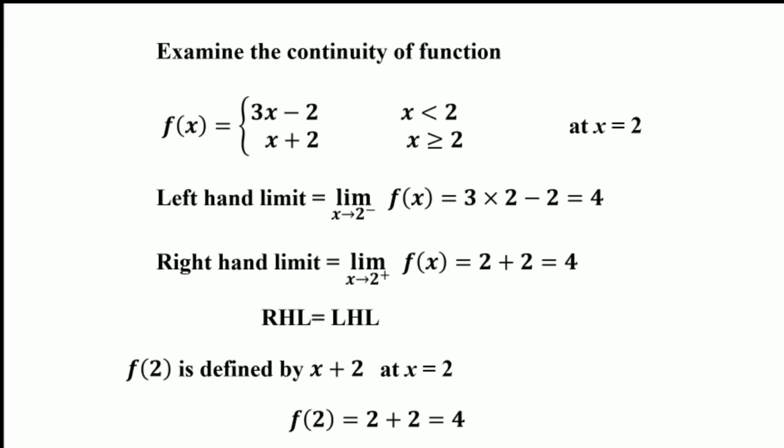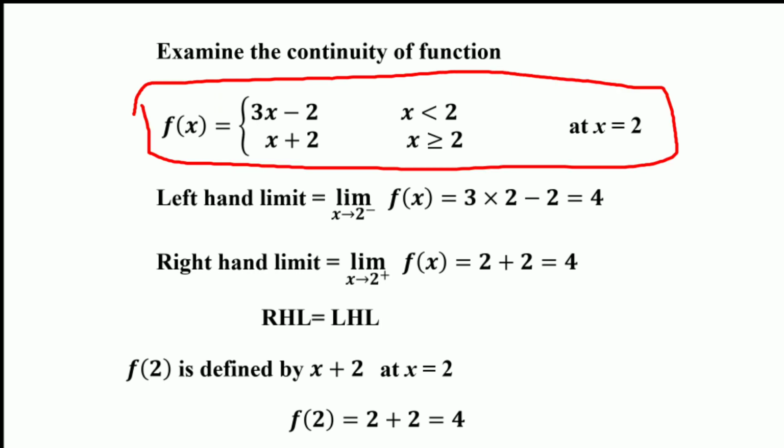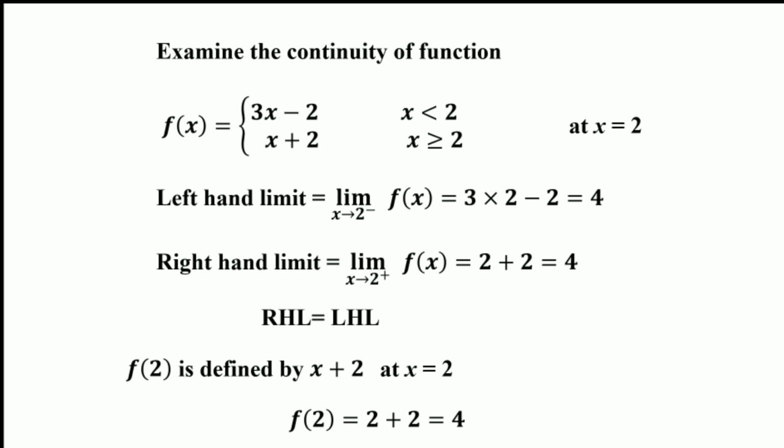Consider an example: examine the continuity of the function f(x) equal to 3x minus 2 when x is less than 2, and x plus 2 when x is greater than or equal to 2, at x equal to 2. We know the condition for continuity: a function is said to be continuous if the limit of f(x) exists, that means the right hand limit is equal to the left hand limit, and which is also equal to f(a).